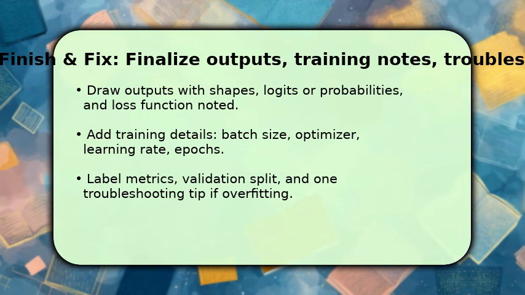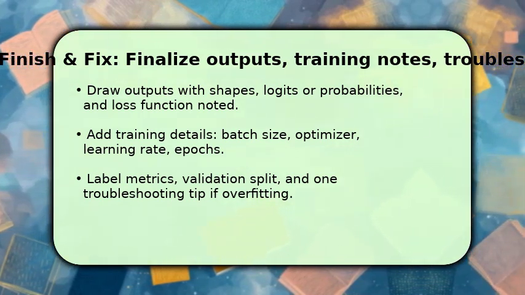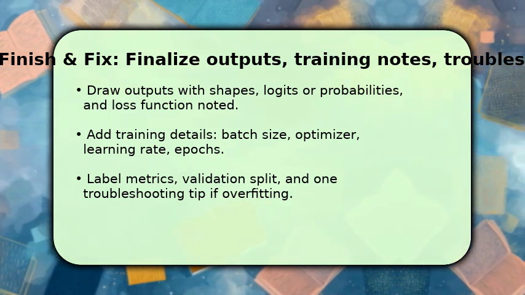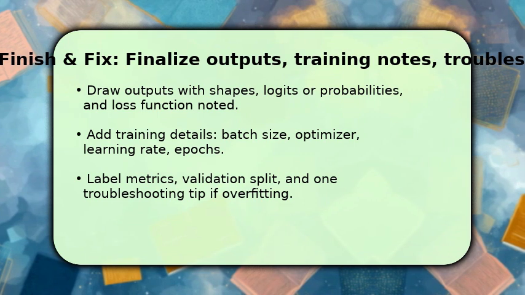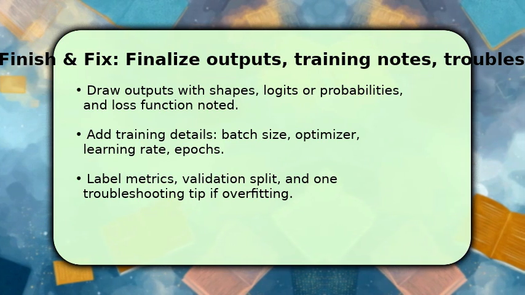Once done, review for mismatched shapes or missing activations and annotate expected shapes at each transition. If things go wrong, check for overfitting, reduce width, add dropout, or collect more data. This quick fix often restores generalization.